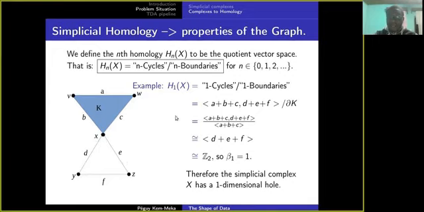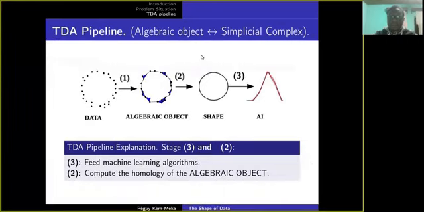Therefore, we can see that the first homology is giving me the shape of my simplicial complex, since the Betti number 1 is 1. Hence, the simplicial complex X has a 1-dimensional hole. Now that we know the notion of simplicial complex and homology, this is the workflow or the pipeline for you to know the shape of your data.